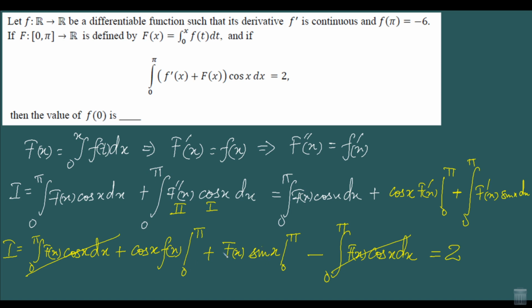Now if you plug in the values, you would realize that from sin pi to sin 0, this also vanishes, so we are left with cos of pi into f of pi. Cos of pi is minus 1, f of pi is minus 6, so this is basically 6, minus cos of 0, which is 1, into f of 0, is equal to 2. So this implies that f of 0 is equal to 4, which should be your final answer.